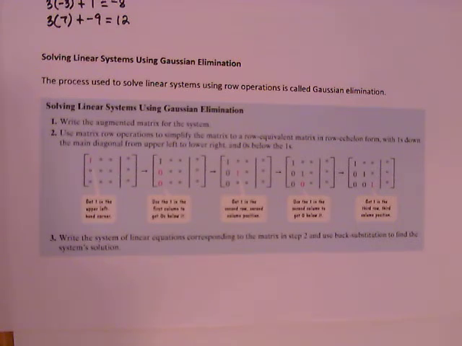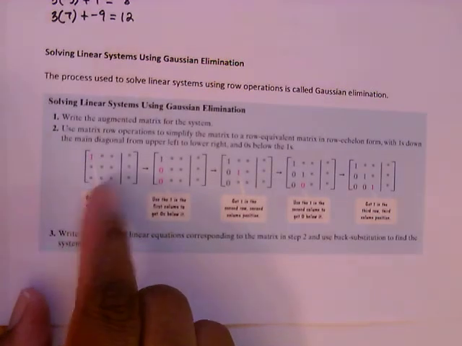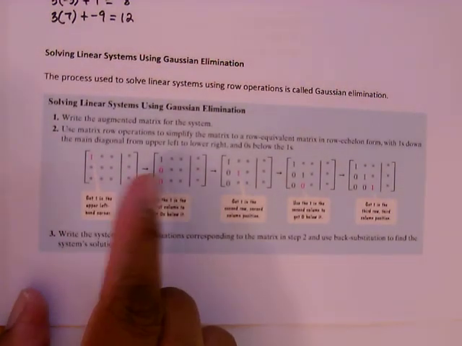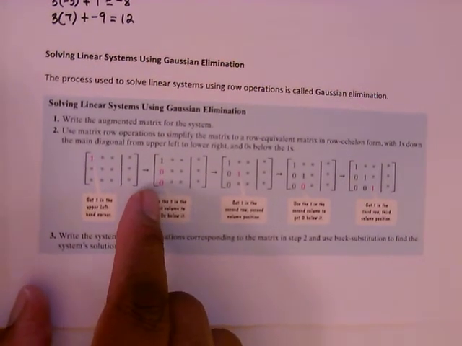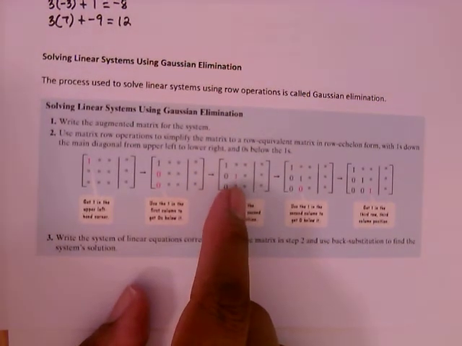Now, number 2, you're going to use matrix row operations to simplify the matrix into a row equivalent matrix in row echelon form with ones down the main diagonal from the upper left to the lower right and zeros below the ones. So you want to start off with the 1 in the upper left-hand corner and do whatever matrix operations you have to in order to get zeros underneath that 1 in the first column. And then work on trying to get a 1 in the middle row, middle column.